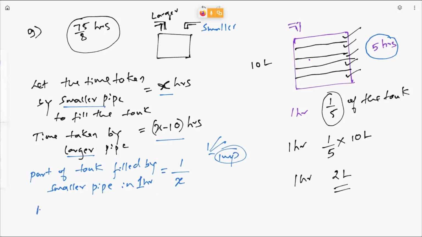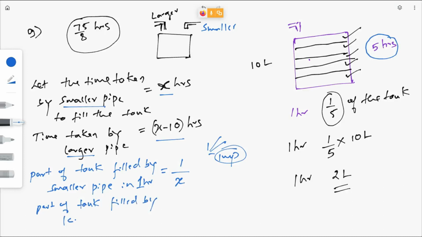Similarly, part of the tank filled by the larger pipe in 1 hour is equal to 1 by x minus 10, because x minus 10 is the total time taken by the larger pipe to fill the whole tank. So to find it in 1 hour, just divide by the total time. Okay, these two are important here.